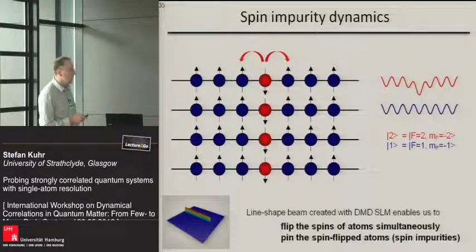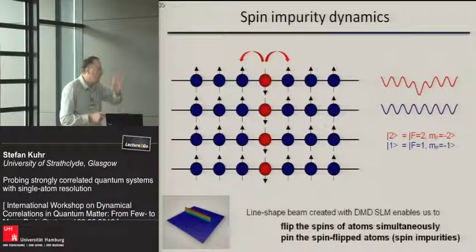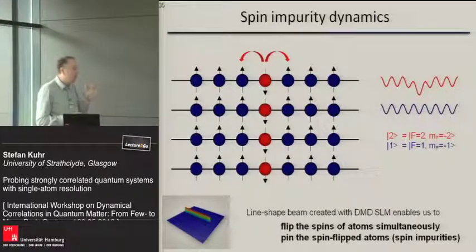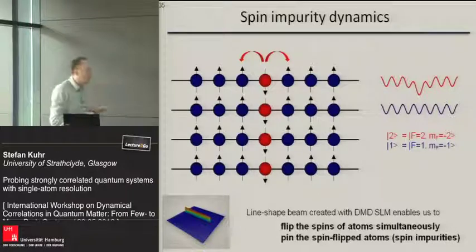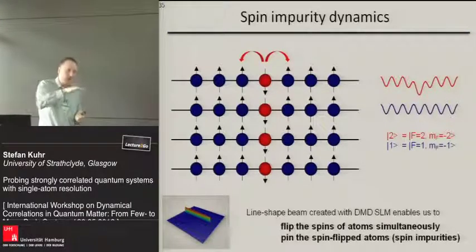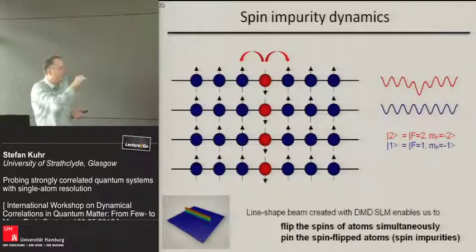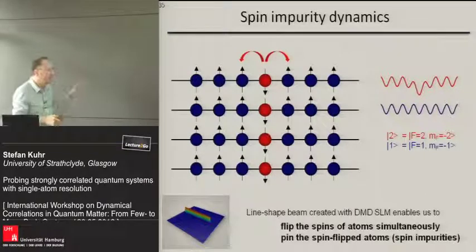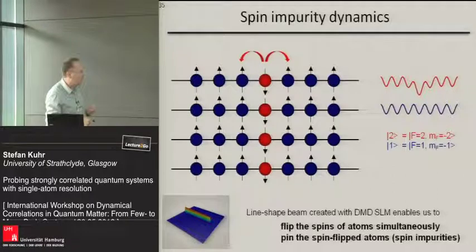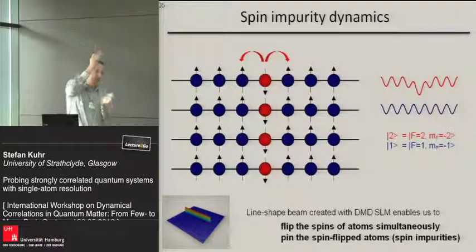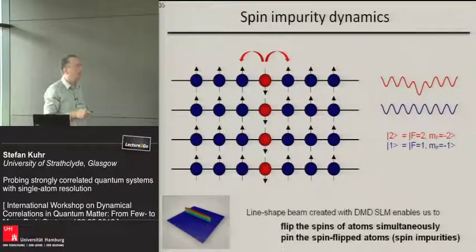Then the advantage of this line-shaped beam is that we can not only prepare the initial state much faster, flip all the spins simultaneously, but also we can pin the spin flipped atoms. So we do these spin flips in a rather deep lattice to completely suppress tunneling, and then we ramp the lattice to a desired value as we want to see the behavior of this impurity dynamics when we go across the superfluid to Mott insulator transition. And this simultaneous addressing has the advantage that we can pin the spin flipped atoms, so we hold them in place and then can release them and start the dynamics very deterministically.